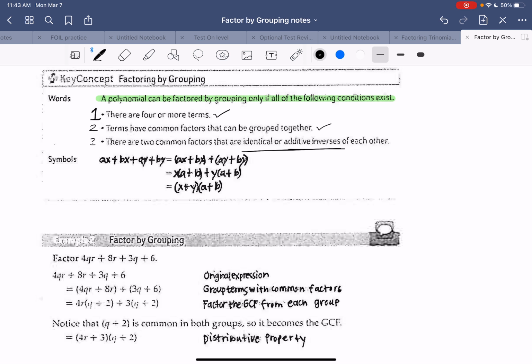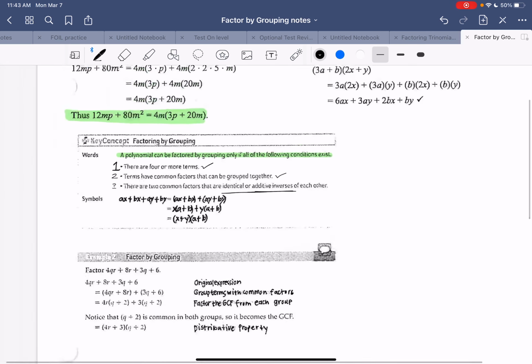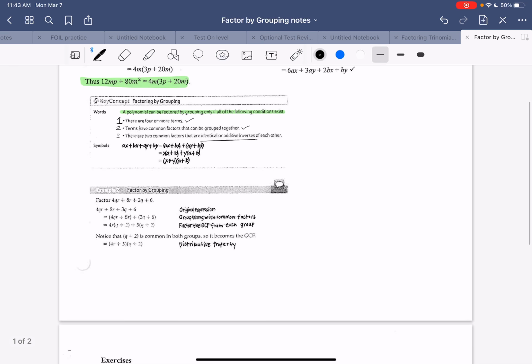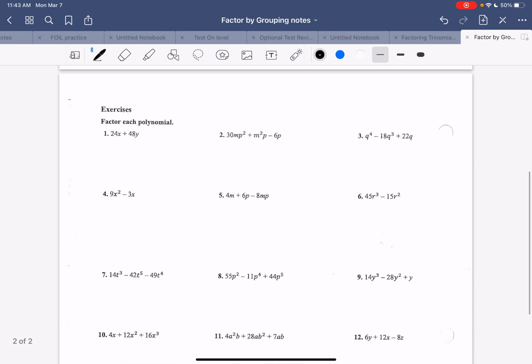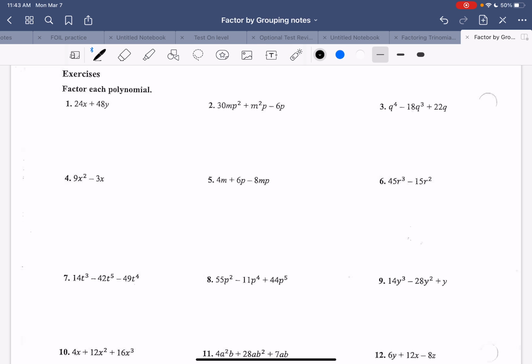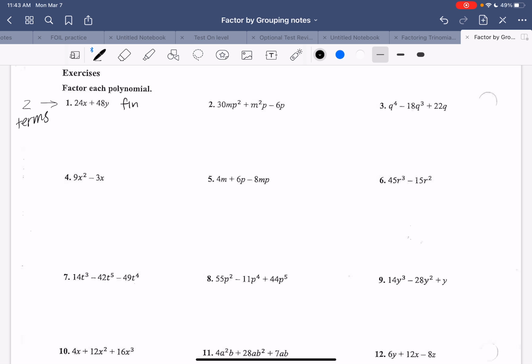So let's go ahead and do some examples together. I think it'll be most helpful to just look at some examples. So on the back of this page, you're going to notice that some of them, those characteristics don't apply. So this one only has 2 terms. So this one's just going to be a factor with a GCF. So all we would do is find the GCF and factor it out.